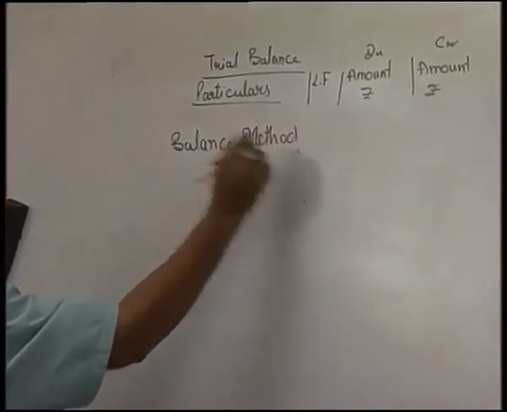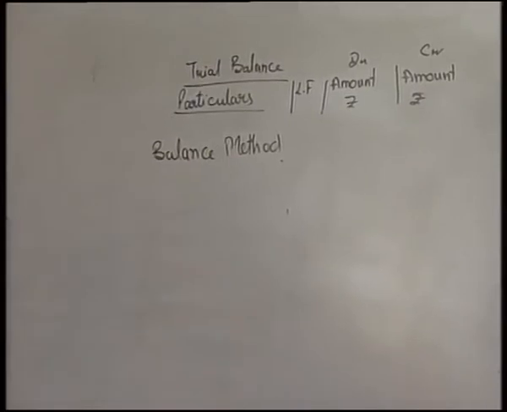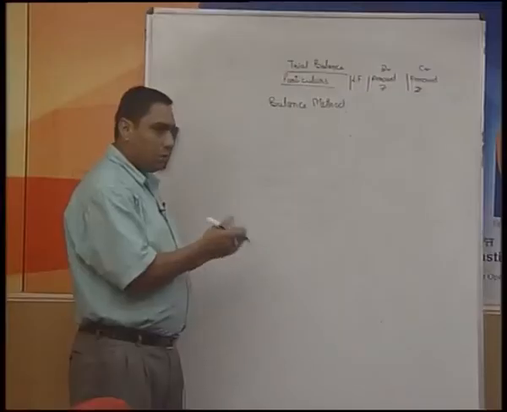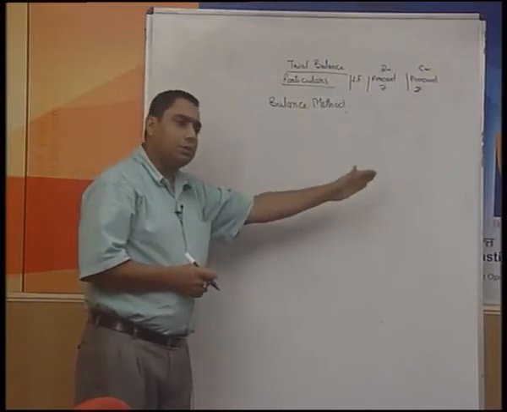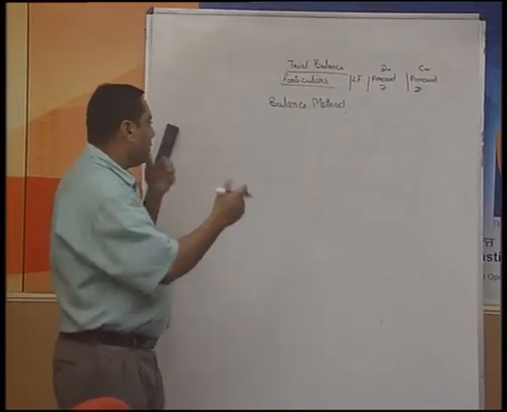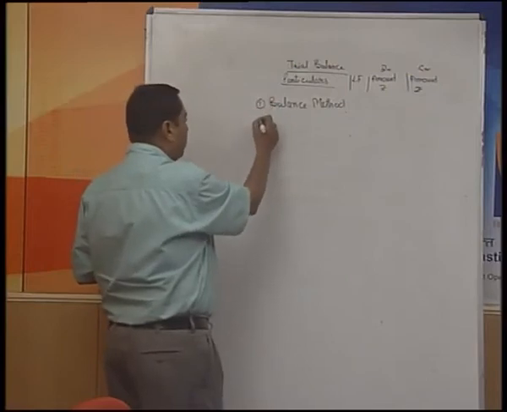Now, why do we call it the balance method? Because we are simply going to take the balances of our ledger accounts. If they are debit balances, put them on the debit side. If they are credit balances, write them on the credit side. This is one of the methods which is most popularly used.